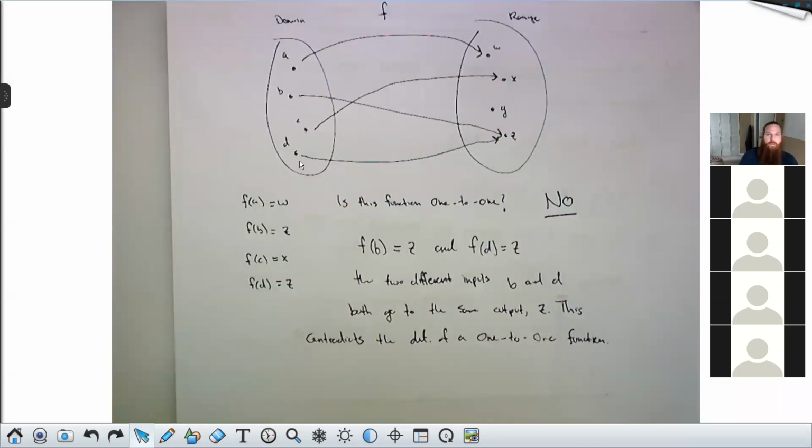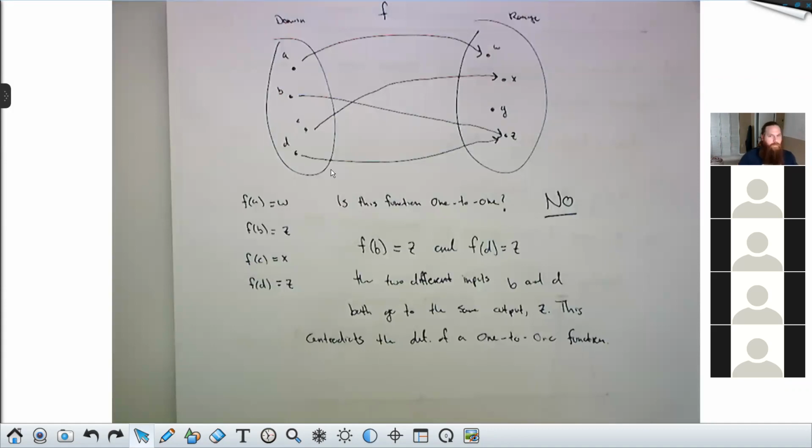So no, it's not one-to-one. And it's true that this wouldn't pass the horizontal line test. If you plotted these as ordered pairs, A comma W, B comma Z, C comma X, and D comma Z, the horizontal line that runs through Z would hit both points, B comma Z and D comma Z, and would fail the horizontal line test. Good. Why do we care?